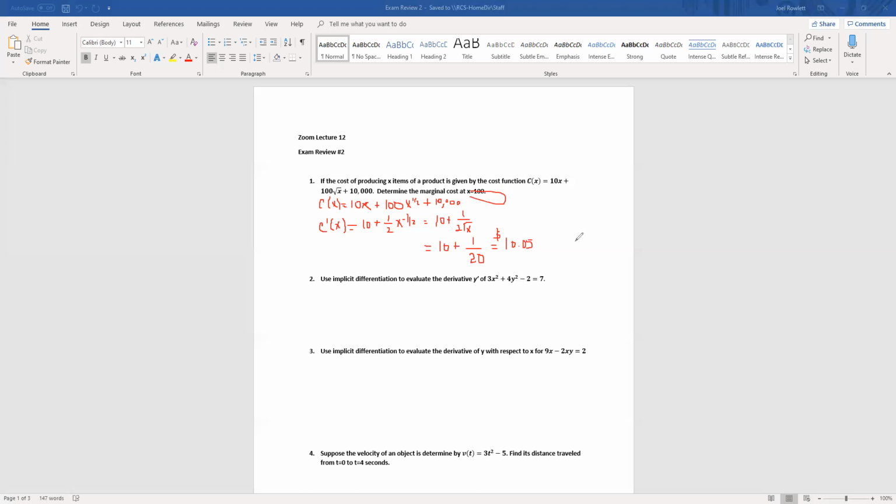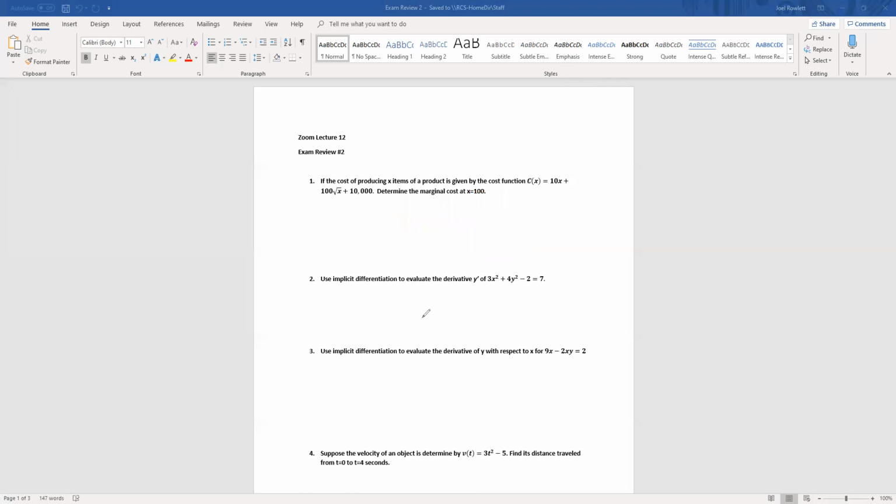If they had been asking for the marginal revenue at a particular value of X, then we would take the derivative of the revenue function. If they had been asking about the marginal profit, we would first have to write the profit function, which is going to be revenue minus cost, and then we would just take the derivative of that. So that takes care of problem number 1.